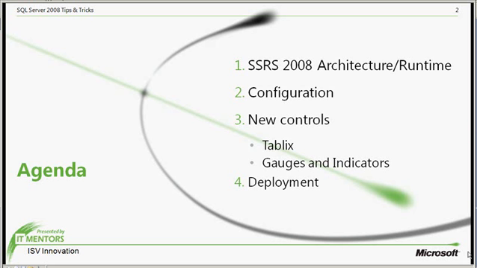We're going to look at some of the configuration files, and then we're going to look at some of the controls that have been added since 2005. So we're going to look at the Tablix control, which is a combination of a table and a matrix. We'll talk about that, and then we're going to spend time talking about and looking at examples of some of the new gauges and indicators that are available.